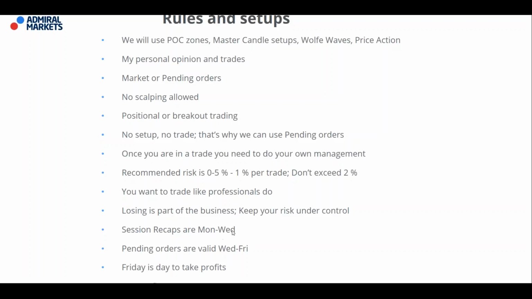Session recaps are Monday to Wednesdays. Our pending orders from live setups are valid from today, guys, till Friday, and Friday is the day to take profits if you're in a trade.